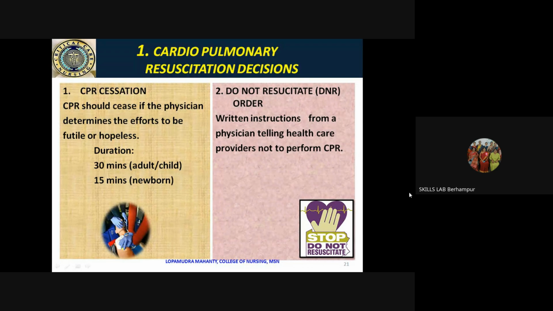Then the second point is Do Not Resuscitate, DNR. It is also one of the cardiopulmonary resuscitation decisions. It is a written instruction from a physician telling healthcare providers not to perform CPR. It is also taken by the patients in advance. DNR means do not resuscitate the patient.